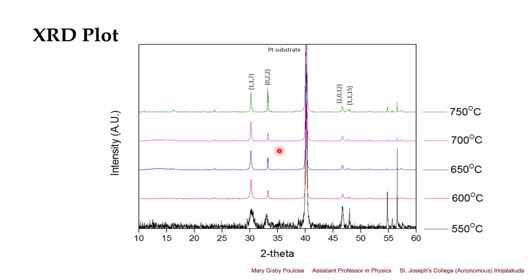This is an example of the X-ray diffraction plot. Here, the intensity of the X-rays is plotted on the y-axis and the diffraction angle 2 theta is plotted on the x-axis. And this is the nature of the XRD plot that we get. Here, we have taken the XRD plot of a single sample at different temperatures.